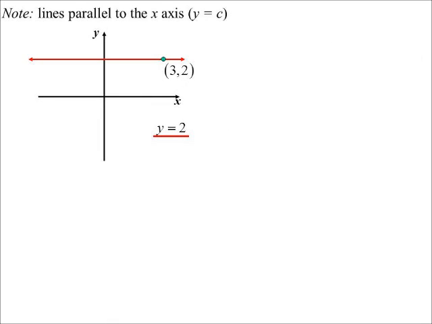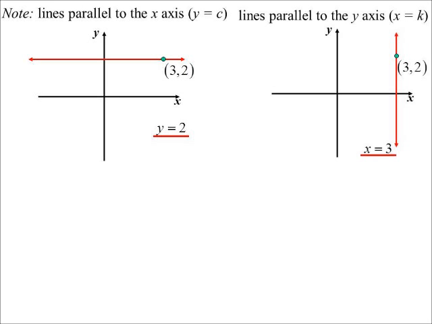Then there are some special straight lines which only have one variable. Parallel to the x-axis, we end up with y equal to some constant value. So that one would be y equals 2. And parallel to the y-axis, x equals some constant value. And so that's x equals 3.